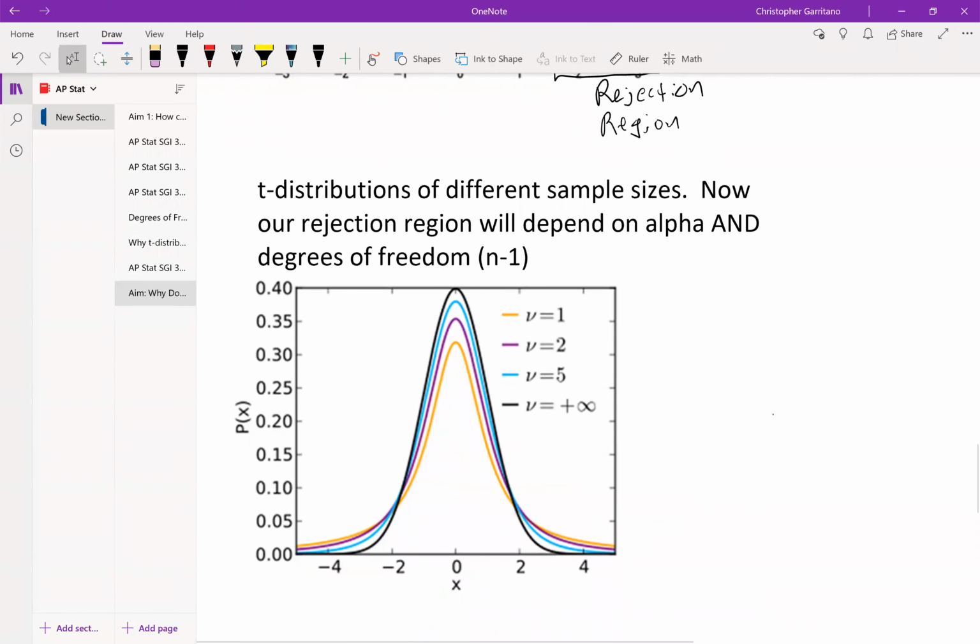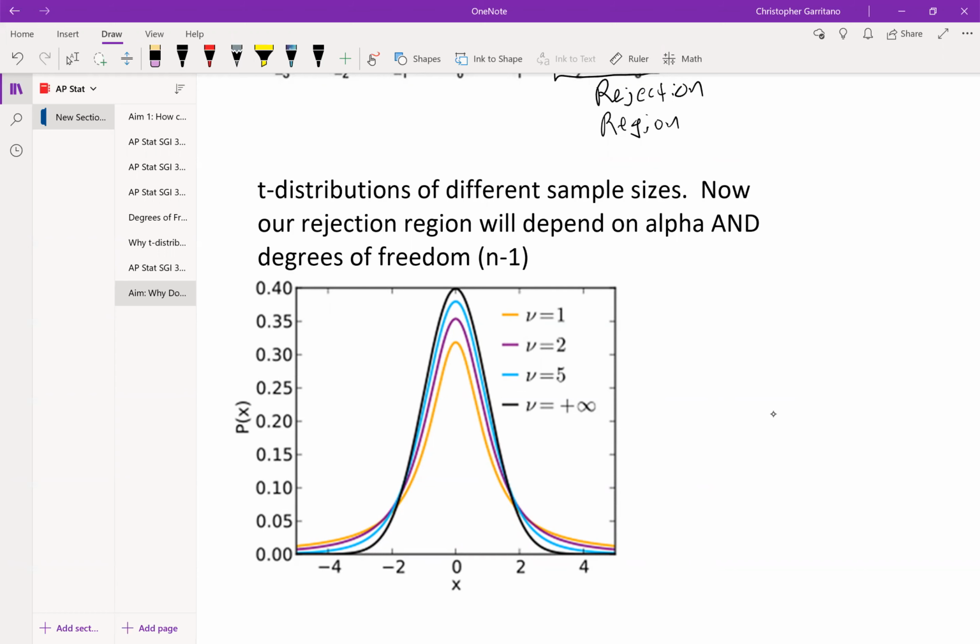And here you see the t-distribution for different sample sizes. As you can see, as the sample size increases, the shape of the distribution actually does slightly change. So the yellow distribution that you're looking at is with a small sample size. The tails are the largest. And when we see V equals positive infinity, that's when the sample size is the largest, and you notice the tail is the smallest.